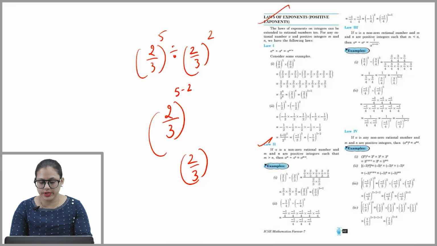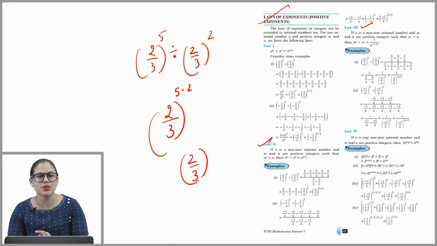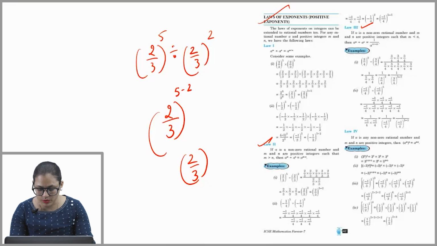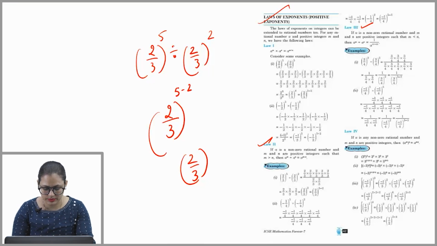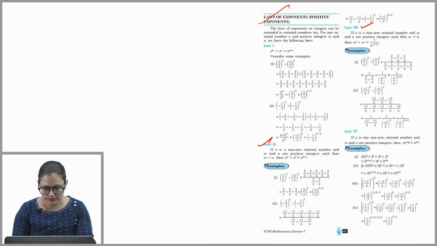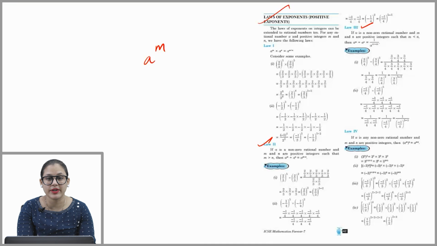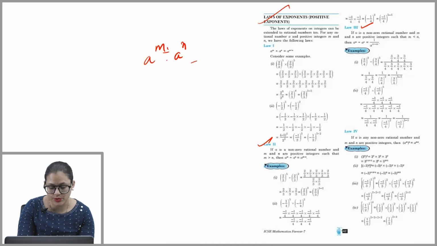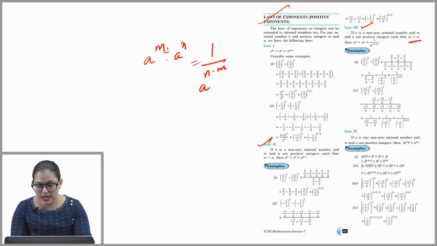Okay. Law 3. If a is a non-zero rational number and m and n are positive integers such that m is less than n, then a raised to the power m divided by a raised to the power n is equal to 1 by a raised to the power n minus m. So what does this law say? That a raised to the power m divided by a raised to the power n is equal to 1 by a raised to the power n minus m. Here m is less than n. Okay, so what will you do?